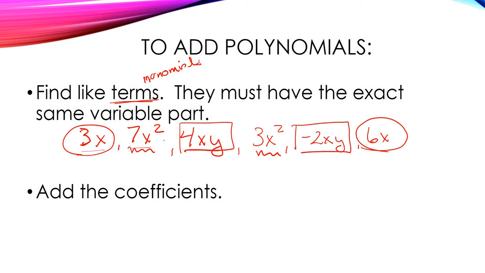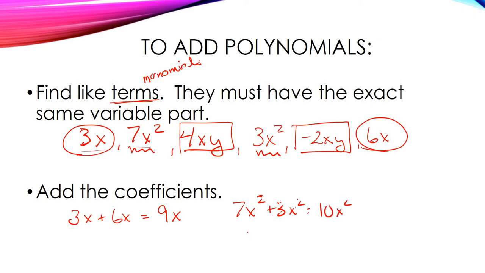So once I find the like terms, if I want to add them, for example, 3x plus 6x, I would add the coefficients, 6 plus 3 is 9, and keep the variable the same. We do not do anything to the x when we add. If you have 3 apples and you add 6 apples to it, you still have apples. The variable doesn't change. All that changes is the number. So let's do one more. Let's take our 7x squared plus our 3x squared, and that would give us 10x squared.